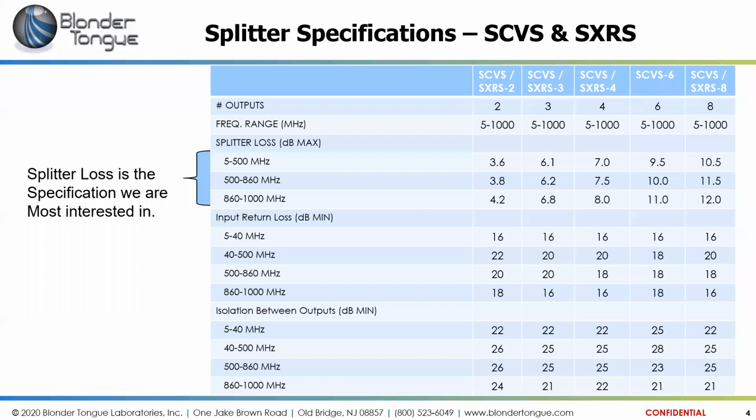So for example here, an SXRS2 two-port splitter between 500 and 860 megahertz has 3.8 decibels of loss. Let me see here if I can get my pointer up here. There we go. So 3.8 decibels of loss through that two-way splitter between 500 and 860 megahertz. If we step up to 1,000 megahertz, we have up to 4.2 decibels of loss. So if you have several of those in a system, you can accumulate quite a bit of loss through these components. So you need to understand and keep track of the losses through the components.